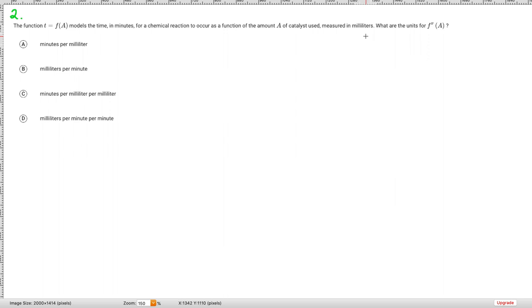So like you put in, I don't know, a half a gallon of this catalyst, it'll take a minute, and that's the y value. That's the y value out, the time it takes for this reaction to occur. And then this is the x value. This is how long it takes the reaction to occur, this time t. So you put in, like, I don't know, 1/2 of a milliliter, let's say. It's measured in milliliters.